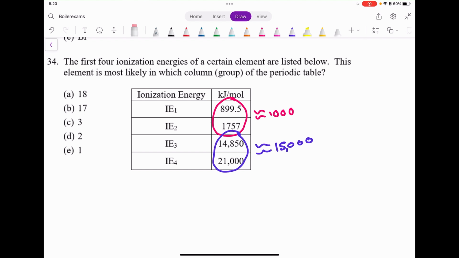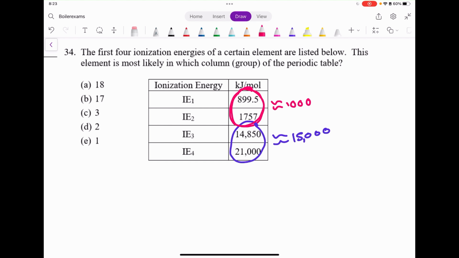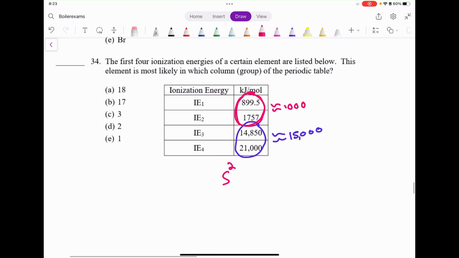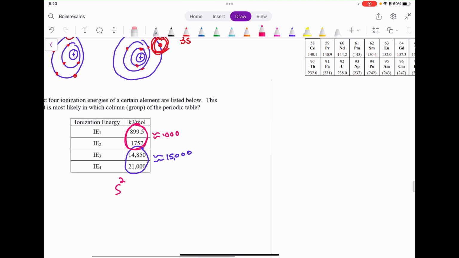So this is telling me that my outermost 2 electrons are in the same orbital. And the only orbital that has 2 electrons is the s. So essentially my outermost shell has 2 electrons in it. And the only orbital that houses 2 electrons is the s. So if I had 1 electron there, it would be something in this row. But since I have 2, it's something in this row, which is the second column.